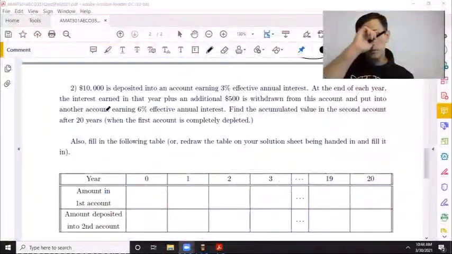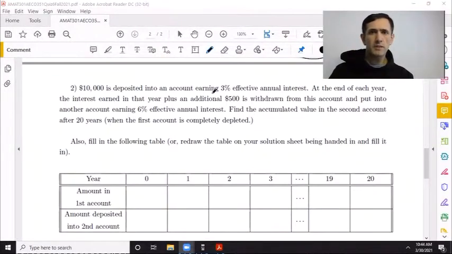Okay, so for the second problem, 10,000 is deposited into an account earning 3% effective annual interest. At the end of each year, the interest earned and $500 additionally is withdrawn from this account and put into a second account, earning 6% interest. Find the accumulated value in the second account after 20 years and fill out the following table.